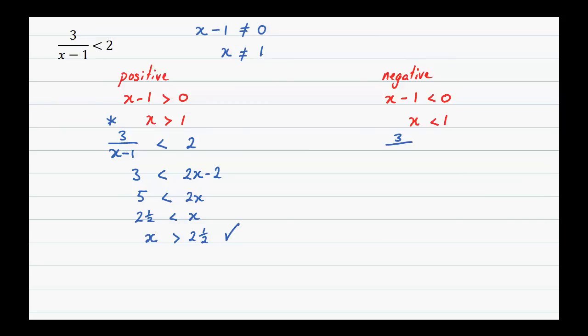If the denominator is negative, when we multiply by the denominator, we're going to need to reverse the inequality sign. So we'll have 3 is greater than 2 multiplied by x minus 1. I think I'll just do that straight away, so that's 2x minus 2. Add 2 to both sides, so 5 is greater than 2x, and divide by 2, so 2.5 is greater than x. Again, rewriting that, you can write it as x is less than 2.5.